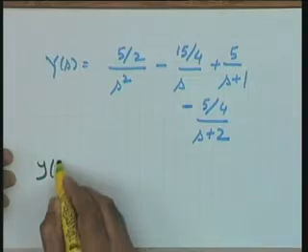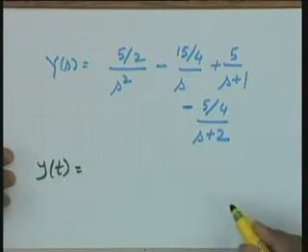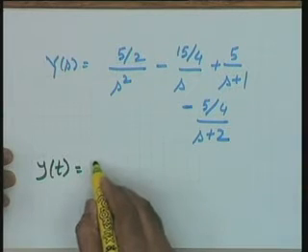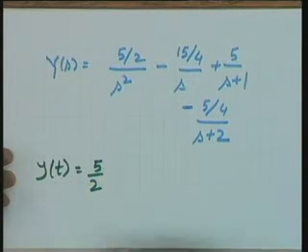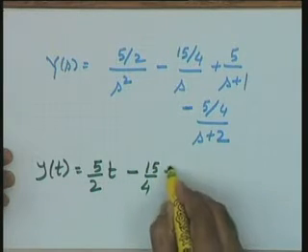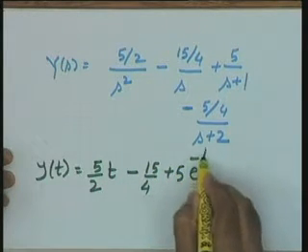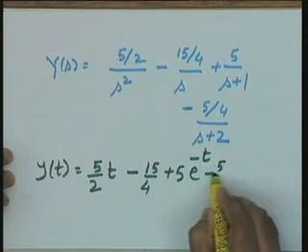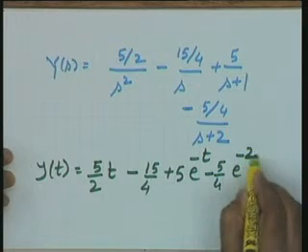Now, let us see the behavior of the plant when it has been excited by a ramp input, and the behavior will come out easily when I take the inverse transform of this. The inverse transform will be given by 5 by 2 t minus 15 by 4 plus 5 e to the power of minus t minus 5 by 4 e to the power of minus 2t.